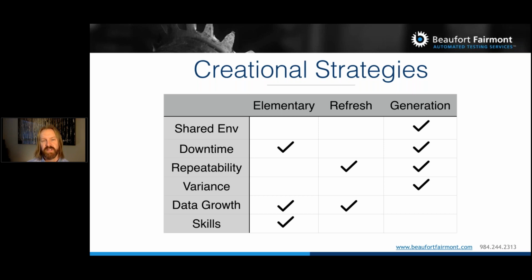So, for instance, if downtime is a concern to you, certainly the elementary approach would work. So would data generation. But the refresh approach generally requires downtime, so you wouldn't want to use that. If significant skills are something that you don't want to bring into the team or cannot bring into the team or don't have on your team, then you're going to have to use something like the elementary approach for creational strategies, as opposed to the refresh or generation, if you can't find a way to outsource those to other teams or find someone on your team to learn enough to move forward on those quickly. So that's kind of the way that this chart works.